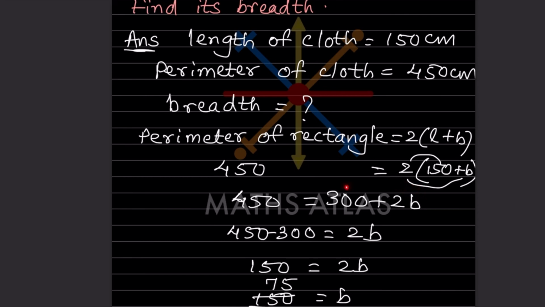So now what will you do? This 300 will go on the other side. When you take it here, it is going to be subtracted, and 2b as it is. So when you subtract, you get 150, and this 2b as it is.